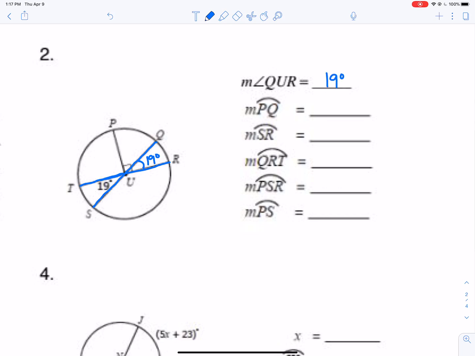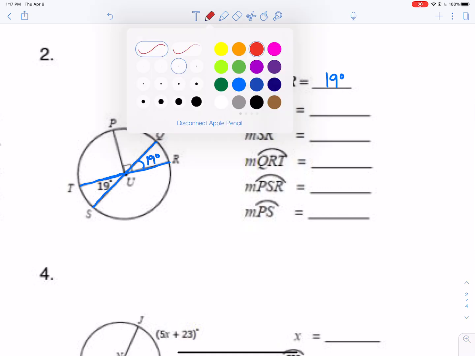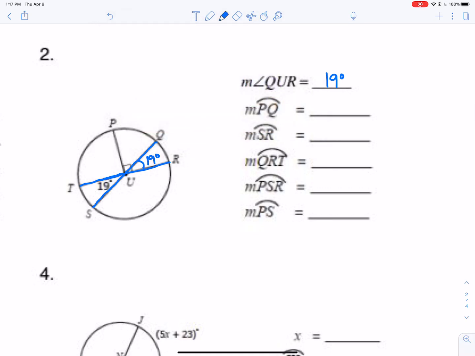Then they said find arc PQ. So arc PQ would equal that central angle, and there's a little 90-degree symbol right there. So if we say 90 minus 19, we get 71 degrees, which would also equal the measure of that arc, because the central angle equals the arc that it intercepts.